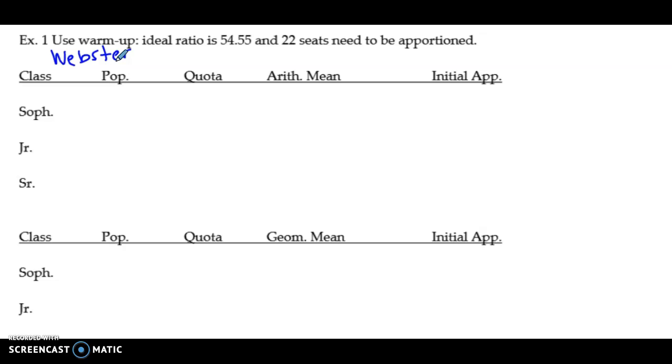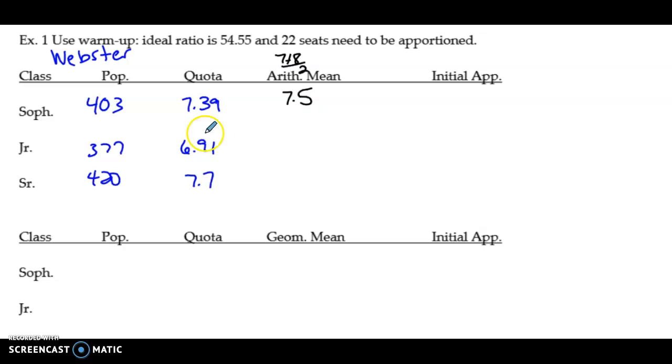All right, so I'm going to go ahead and get my population and my quota written down. So go ahead and do that. Okay, so these numbers are just the same from the first example. So the arithmetic mean. Since our number is 7 there, we are going to take 7 plus 8, just like in that example, divide by 2. So the arithmetic mean would be 7.5. For the junior class, it's between 6 and 7. So you're going to take 6 plus 7 divided by 2, 6.5. So we're checking if that quota is above the halfway point or below the halfway point.